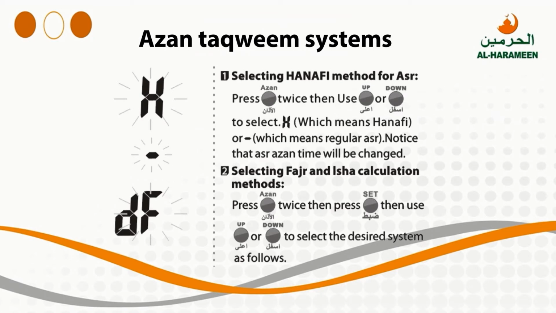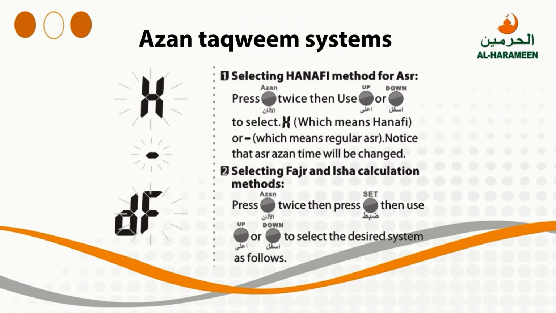1. Selecting Hanafi method for Asr. Press azan twice, then use up or down to select H, which means Hanafi, or dash, which means regular Asr. Notice that Asr azan time will be changed. 2. Selecting Fajr and Isha calculation methods.